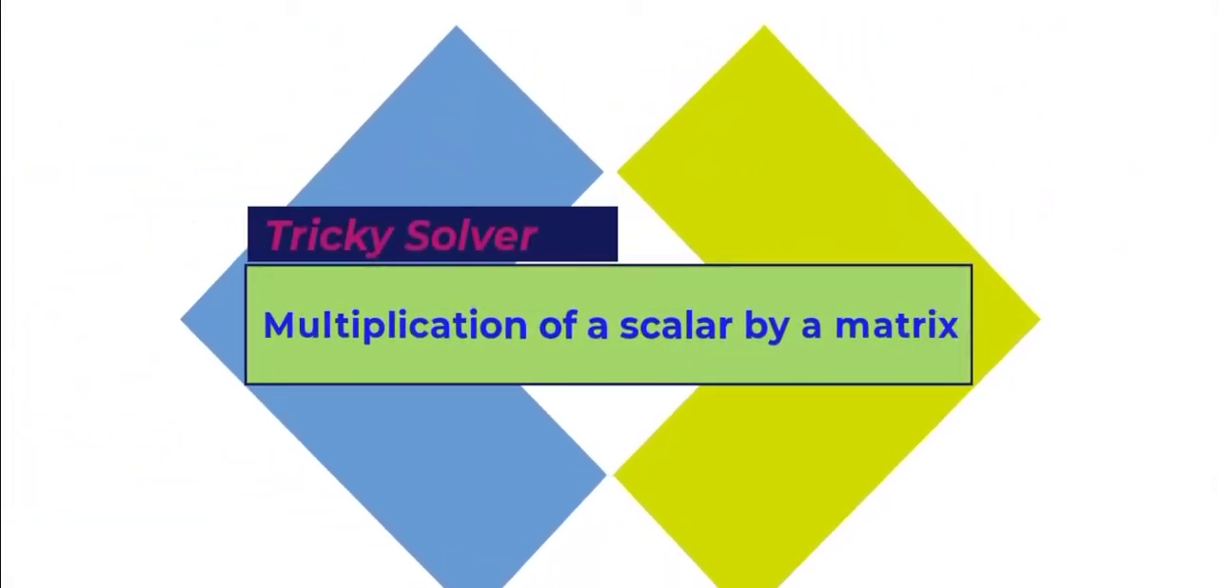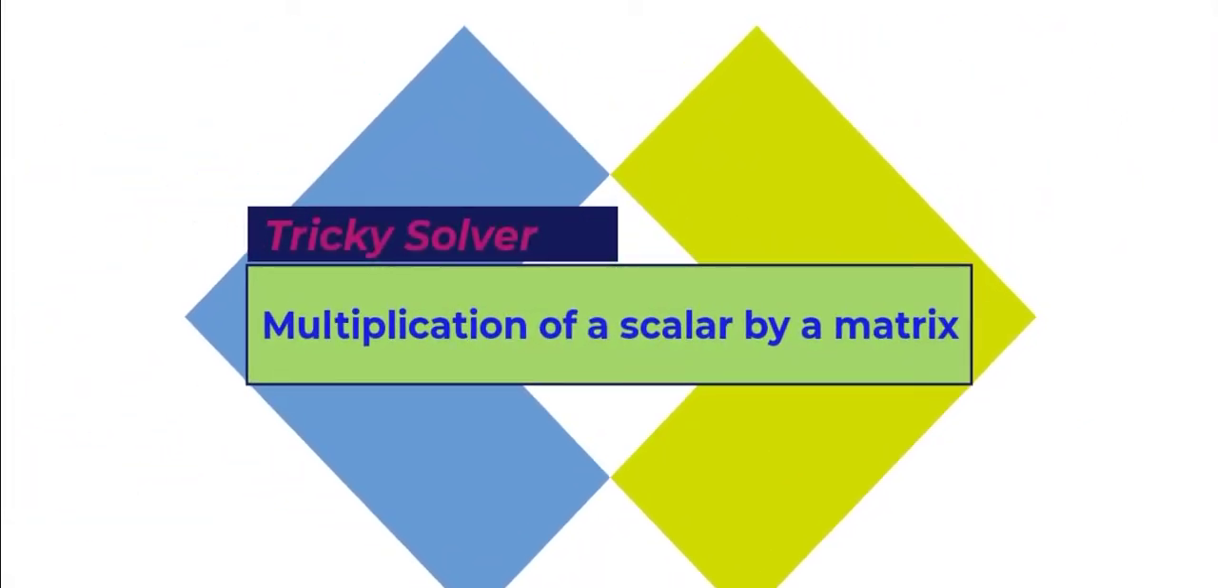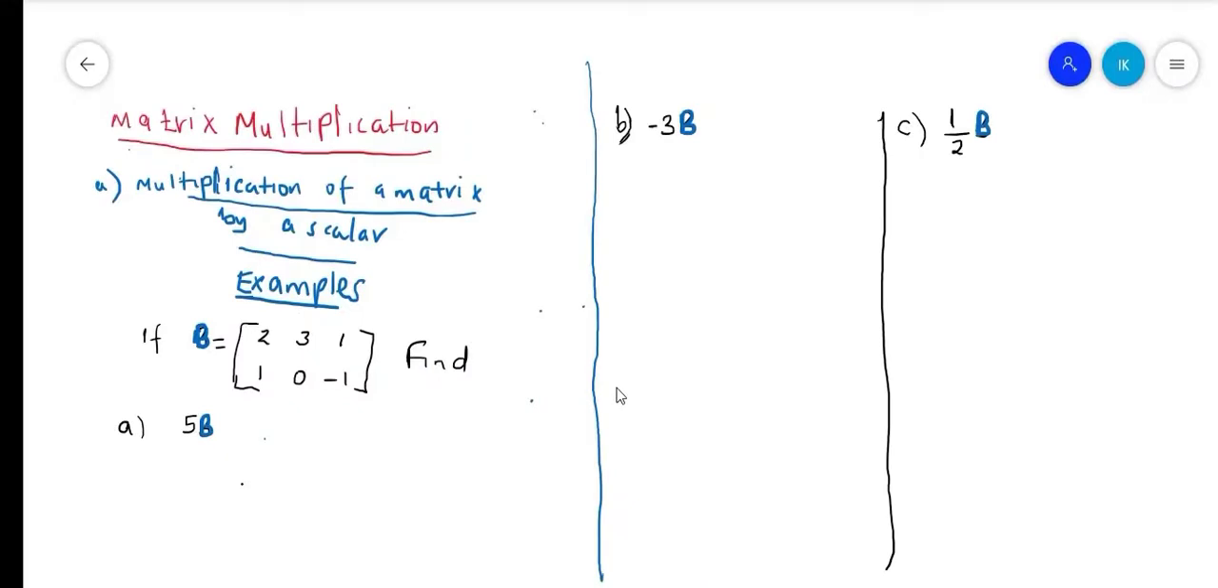In this video I will explain multiplication of a matrix. Multiplication is divided into two. We'll start with multiplication of a matrix by a scalar, and in this video we'll talk about that. A scalar is just a number, can be an integer or any other number, negative or positive.